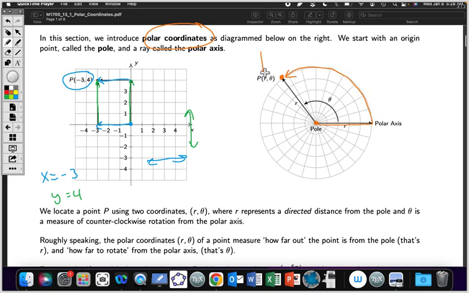So the heading out from the pole, that's the R part. Spoiler alert, R stands for radius, but R is more than a radius. R kind of tells you how far out you're going. What's the radius of the circle that the point is on? And then theta is the counterclockwise rotation from what's called the polar axis. So we still have 2 motions, but they're out and rotate. So we start at the pole, we head out along the polar axis, and then we rotate around to get to the point. So it's an out and rotate motion.